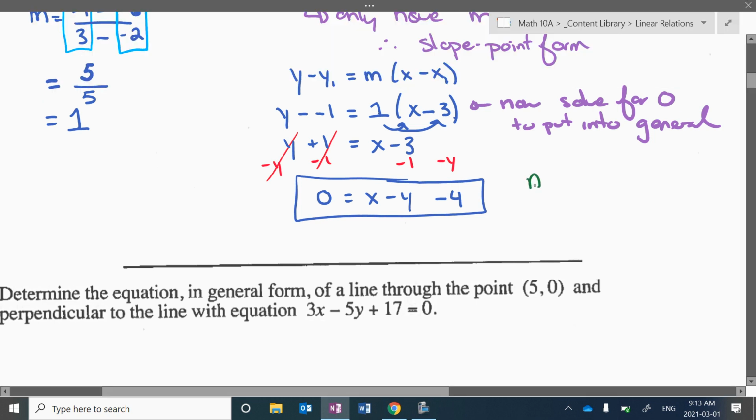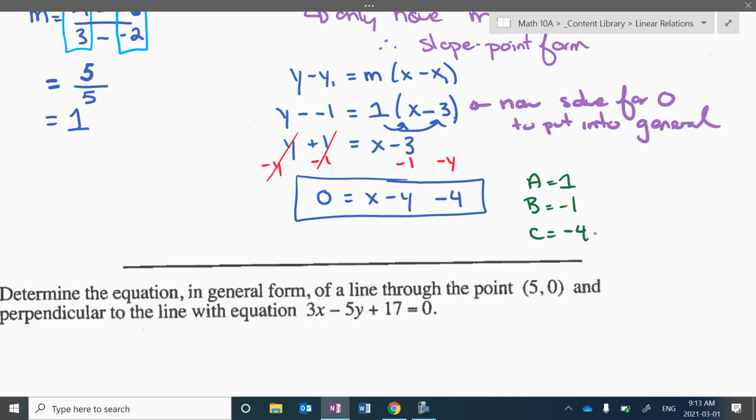Good. So A would just be 1, B is -1, C would be -4. Because general form, the original form, has addition signs, if there's a negative or a subtraction sign, you include that in your answer. Because sometimes we might ask you to actually identify A, B, and C.